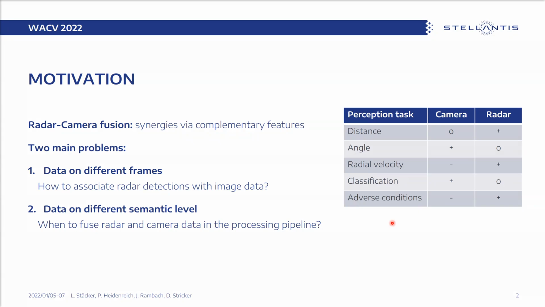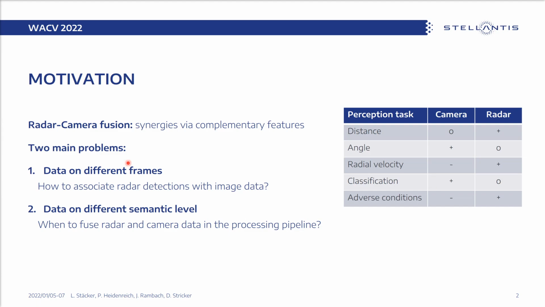Let's motivate this paper. With radar camera fusion, we can exploit synergies via the complementary features that these sensors provide. In particular, the radar is good in measuring an object's distance, radial velocity, as well as working in adverse conditions, while the camera is good in localizing an object's angles and classifying it.